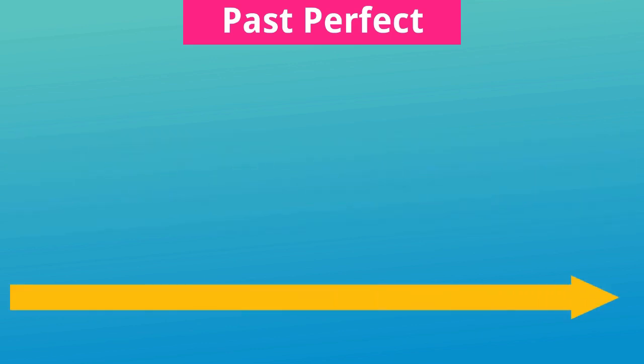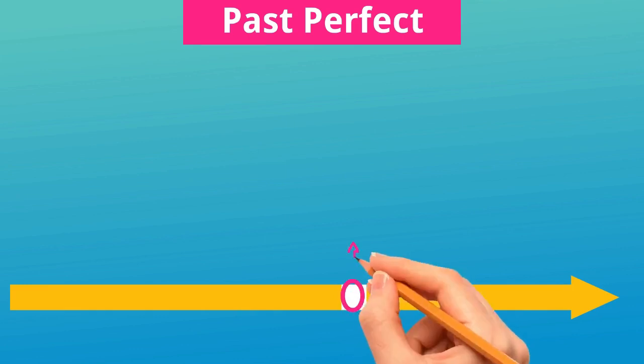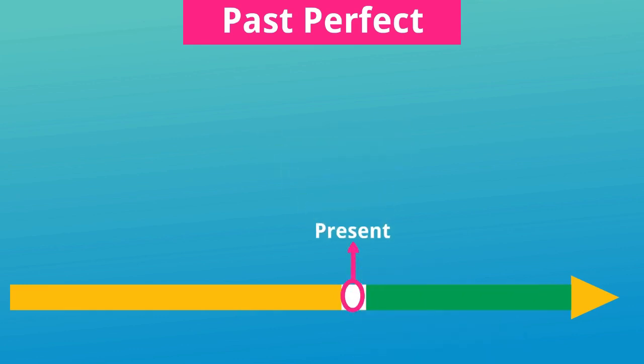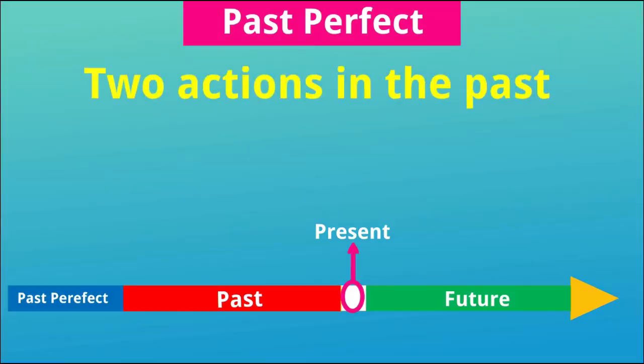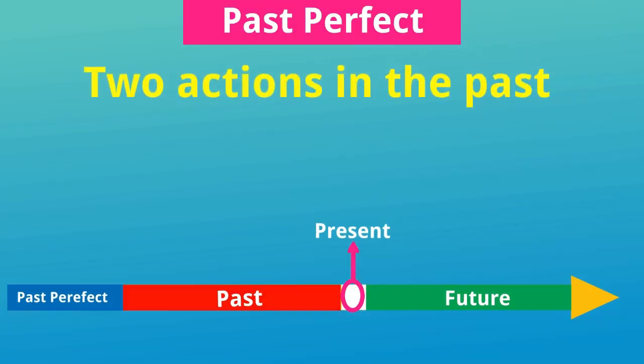For example, we have here the simple present, here is the future, and here is the past. The past perfect is the past in the past, so it is here. But the past perfect, as we said, talks about two actions in the past. Action number one is here, and action number two is here.